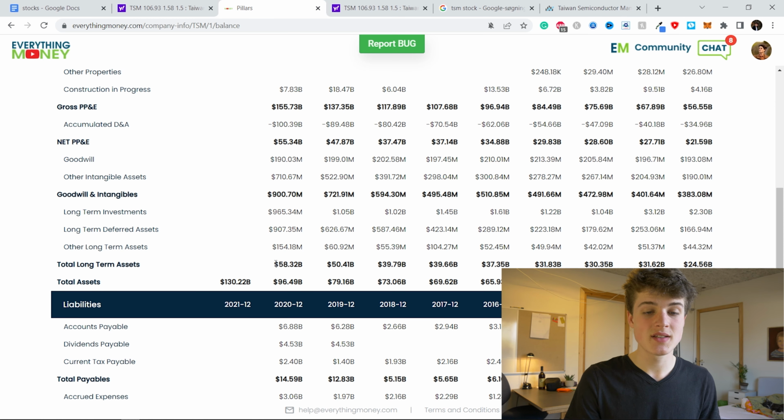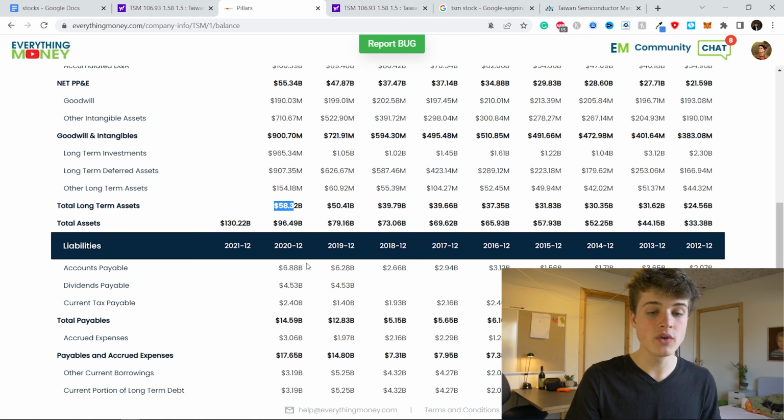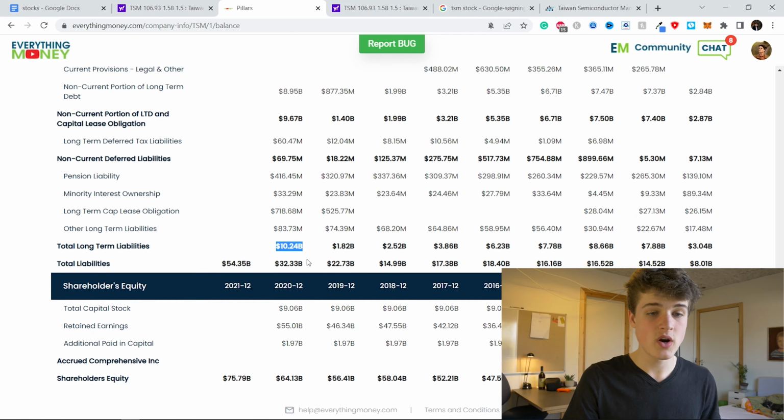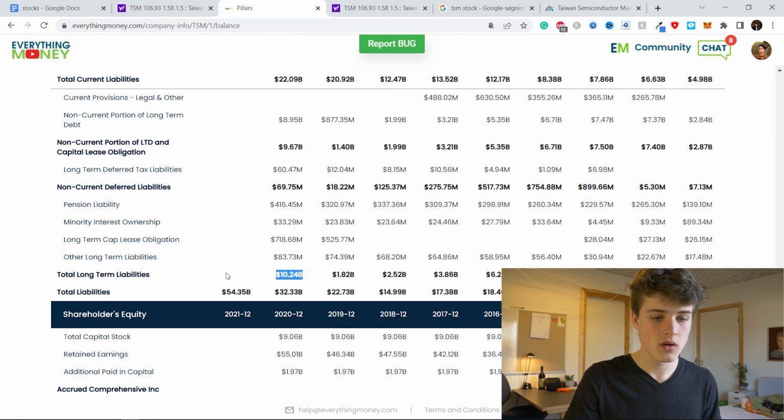Their total long-term assets is $58 billion, and they only have 10 billion in long-term liabilities, so that is very well covered. No, actually, we haven't got data. Okay, that is all right. So they haven't got data on their long-term liabilities at the moment. Move on to cash flow.